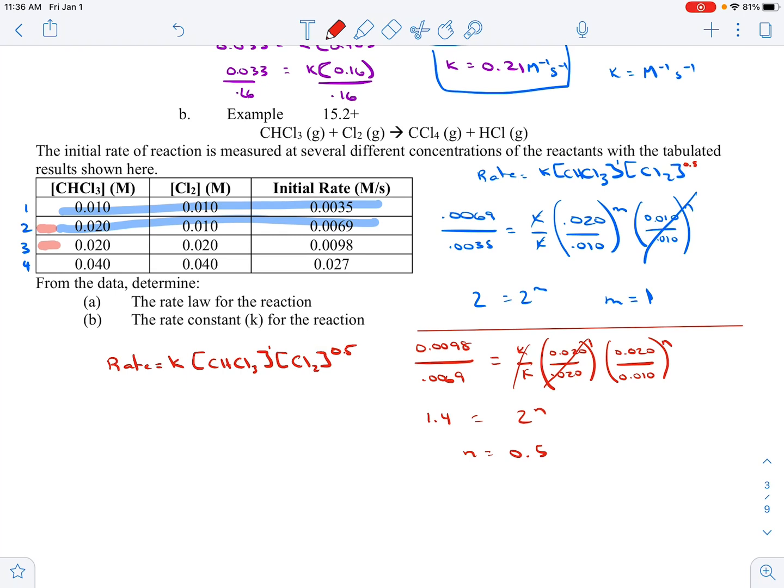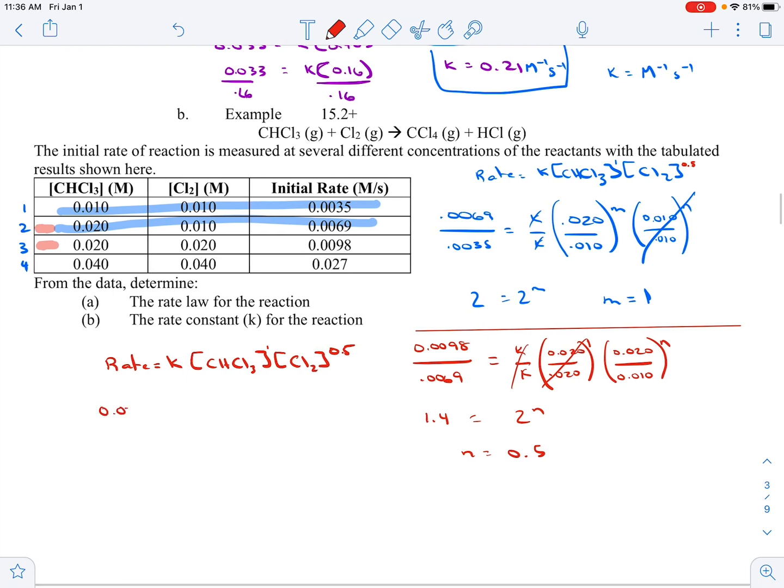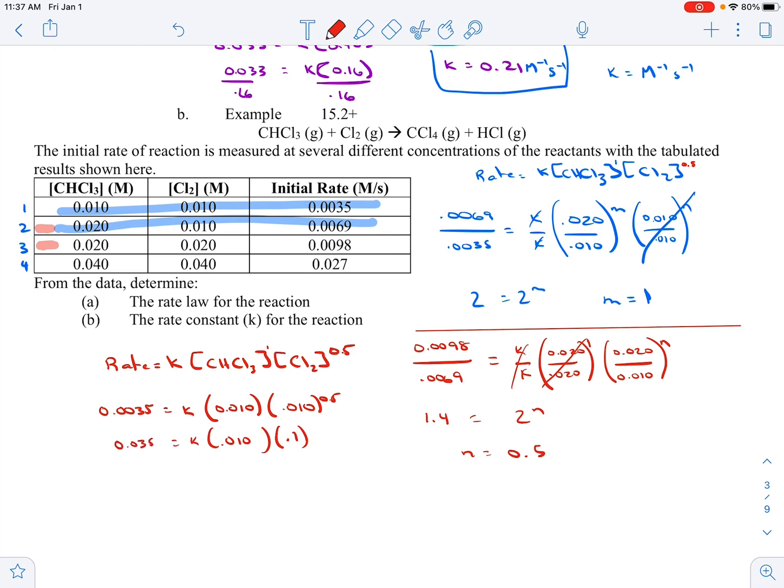Again, we can pick any of the experiments. I like 1 this time. So we've got 0.0035 is equal to K times 0.010 times 0.010 raised to the 0.5. We're not asked to find the label of K here either, because it gets a little weird. So that gives us 0.1 times 0.01 times K. Then we divide by 0.001 on each side, and we should get a K of 35.